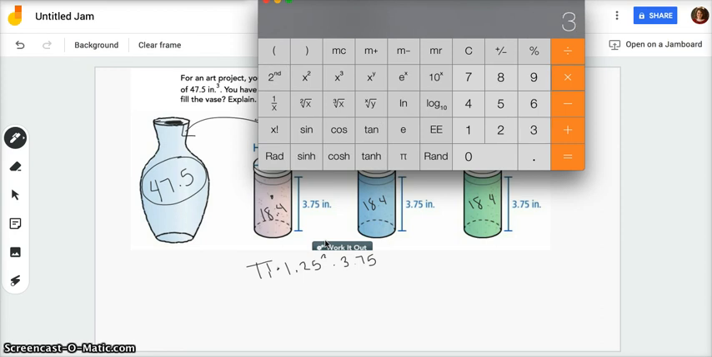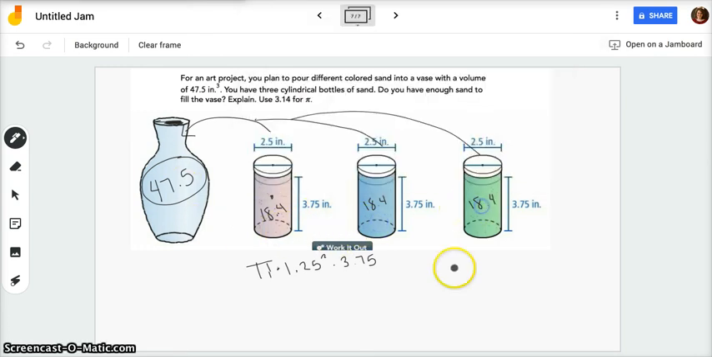And if this is greater than 47.5, we will have enough sand. If it's less than, we won't. It is 55.2, so the red plus the blue plus the green is 55.2. So yes, we have enough sand, because when I found the volume of all of the cylinders, there was more sand than the vase can hold.